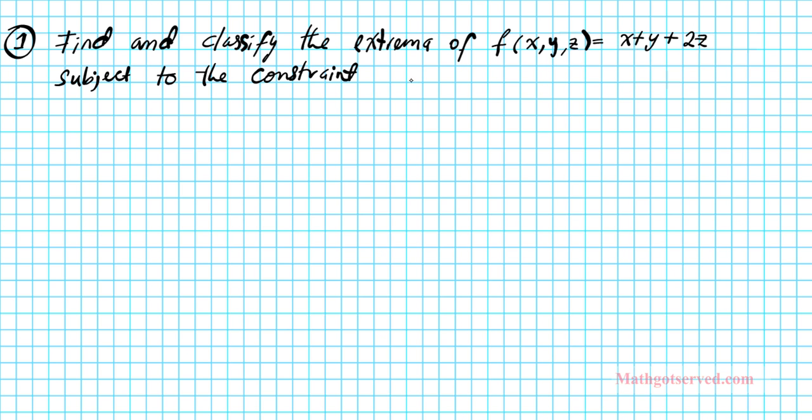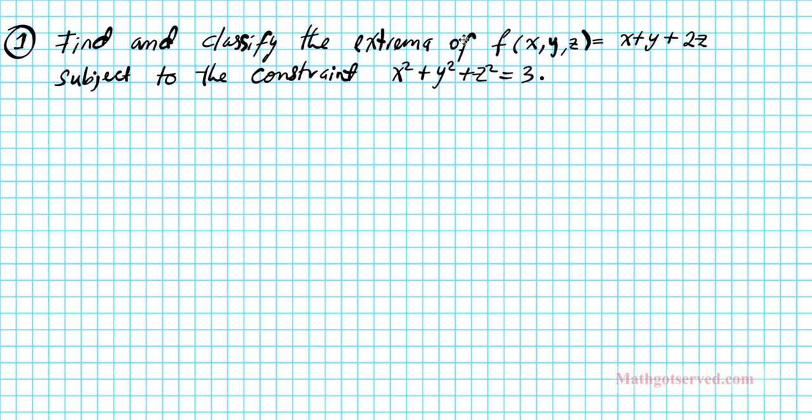Our constraint is going to be a surface subject to the constraint x squared plus y squared plus z squared equals 3. And of course, you know what kind of surface this is. Alright, so this is what the problem is. Find the extrema and classify them as the max or min.